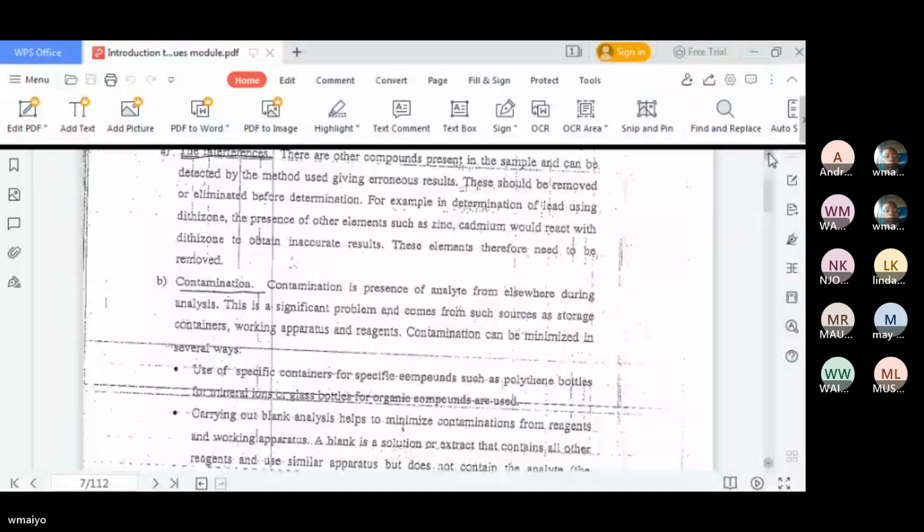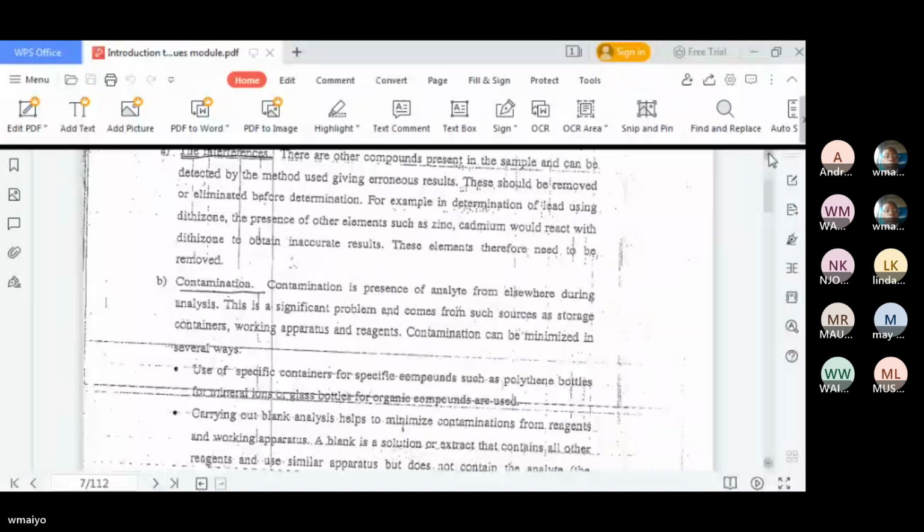So again, there are some ways that can be put in place to minimize this, such as using specific containers for specific compounds, doing what we call blank analysis. Blank analysis is that you get something that you subject through the entire process and see whether there is the analyte.